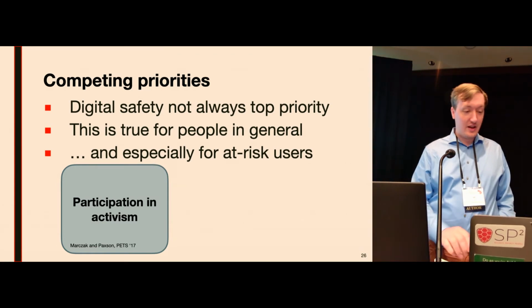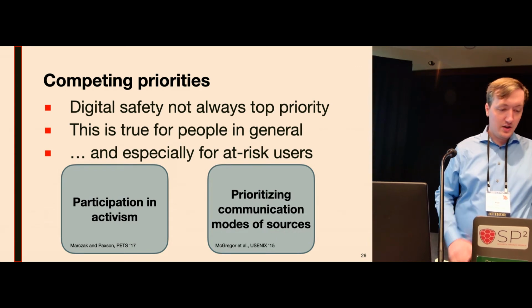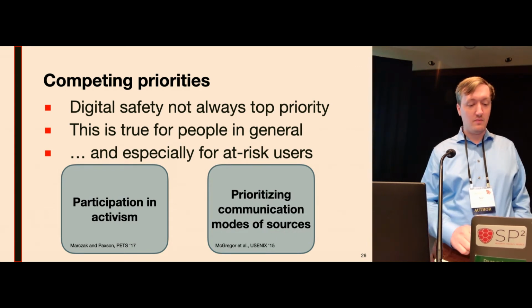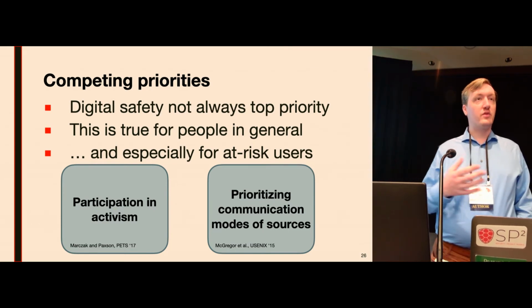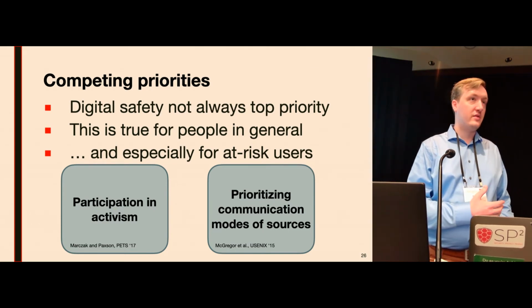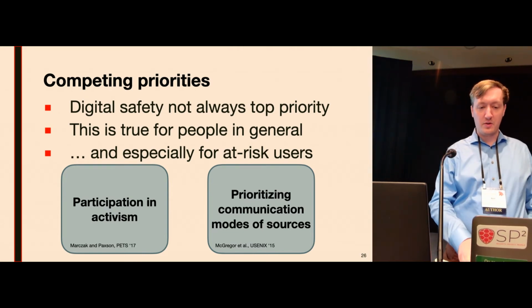As another example, journalists often described using less secure methods of communication with sources because the need to communicate in a way that worked for those sources outweighed the privacy concerns that they might have had, regardless of what their personal preferences were.